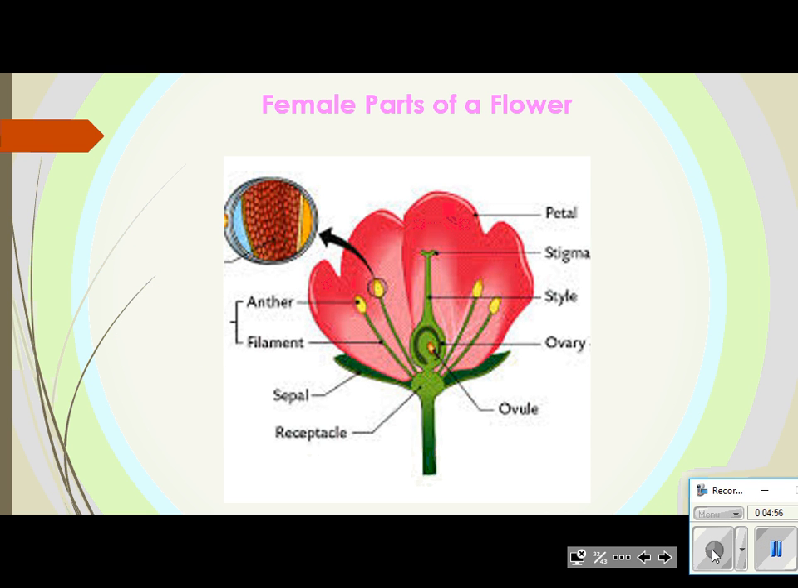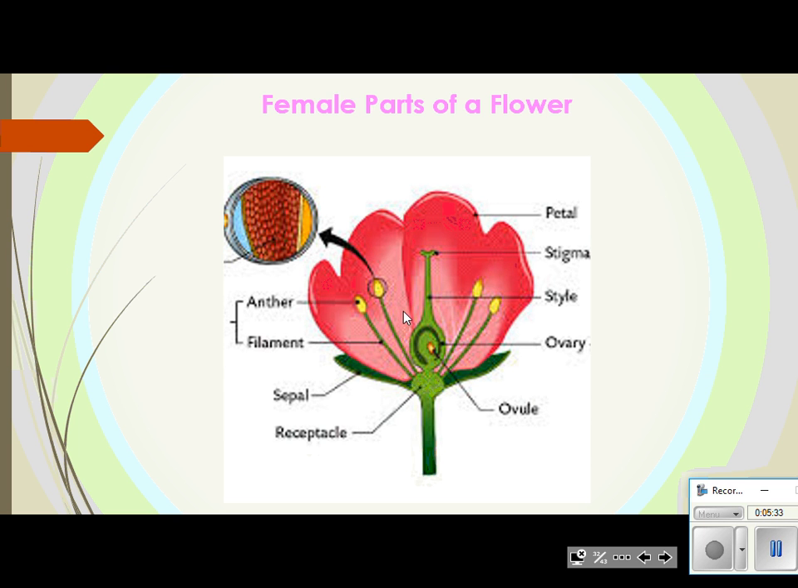Now, if we look at this particular diagram, see the sepals right here? See the receptacle right here? Right here is the stem. We're going to talk about female and male parts of the flower. Now, if you look at this structure right here that goes all the way up here and has that little top to it, this is the female part of the flower.